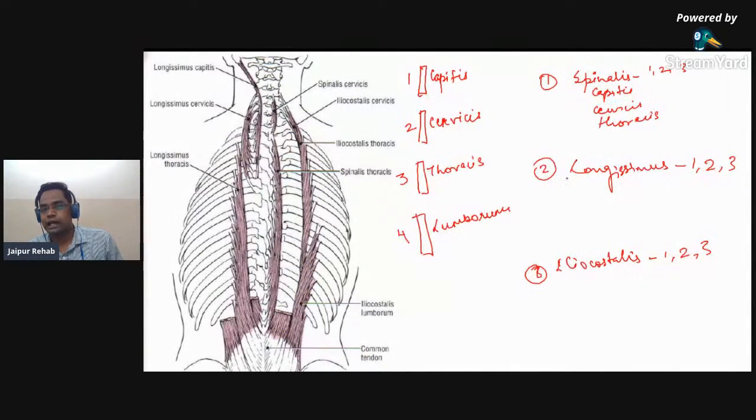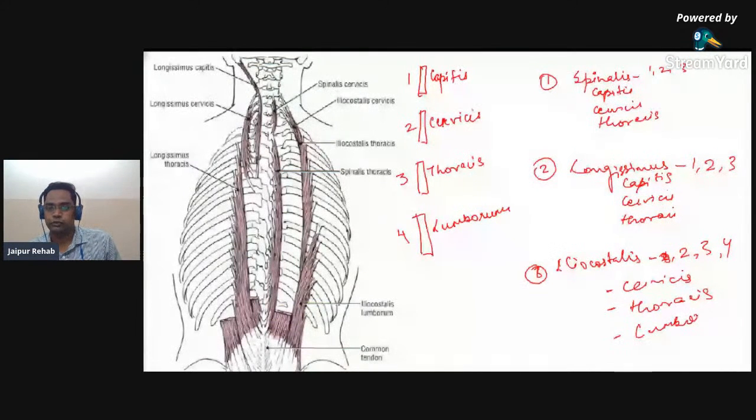Okay, longissimus at number 1 is longissimus capitis. Longissimus at number 2 is longissimus cervicis. Longissimus at number 3 is longissimus thoracis. Iliocostalis doesn't have number 1. Iliocostalis has 2, 3, and 4. Okay, so iliocostalis at number 2 is iliocostalis cervicis. Iliocostalis at number 3 is iliocostalis thoracis. Iliocostalis at number 4 is iliocostalis lumborum. Okay, so these are the 9 erector spinae muscles. 1, 2, 3, 4, 5, 6, 7, 8, 9.